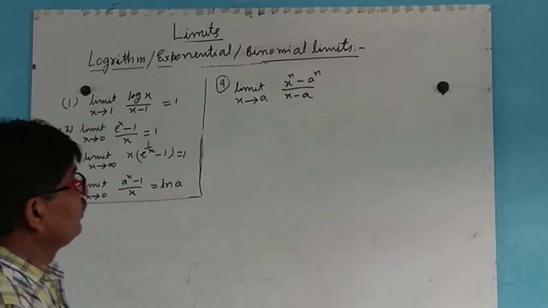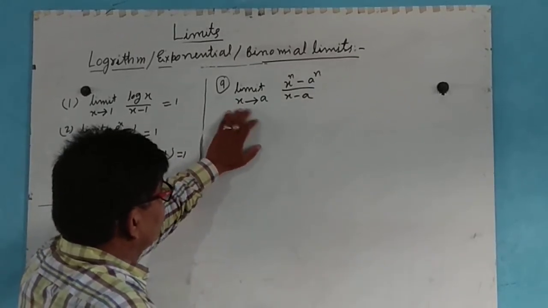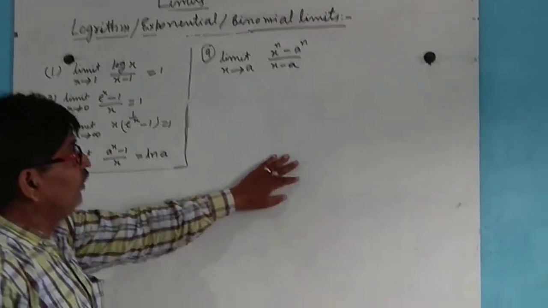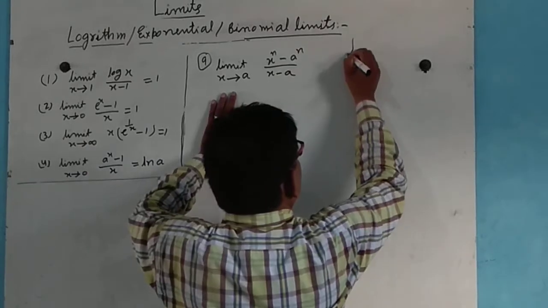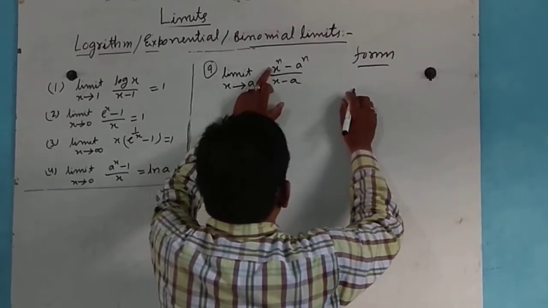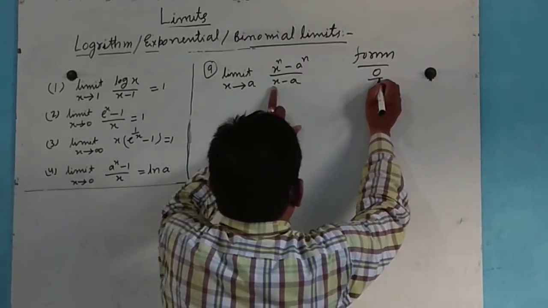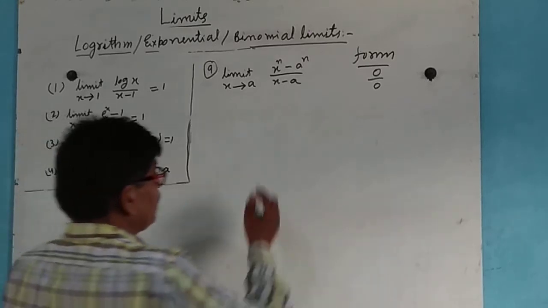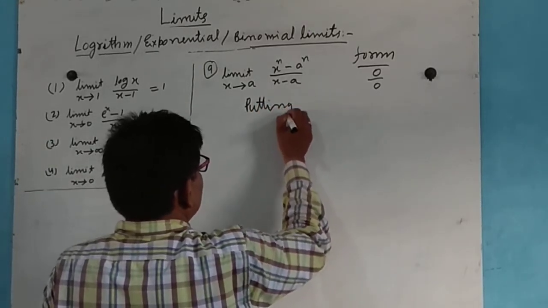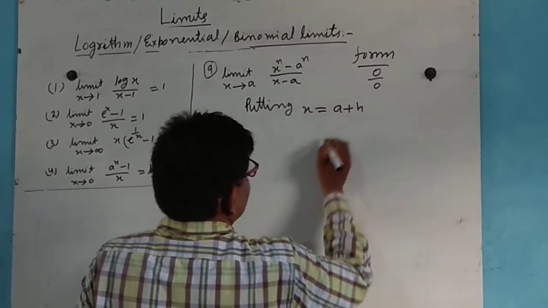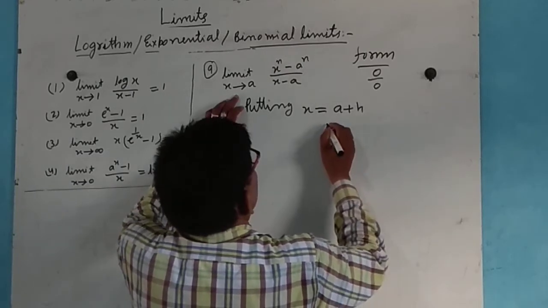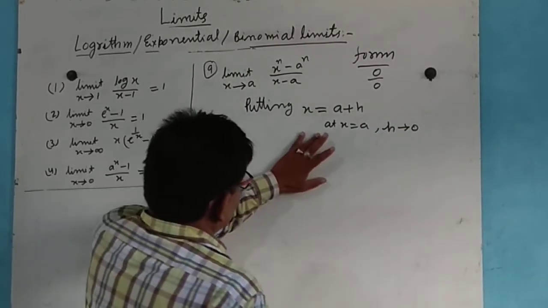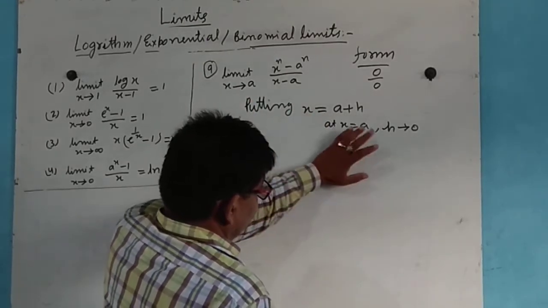Now here is the binomial limit: x tends to a, (x to the power n minus a to the power n) divided by x minus a. Now check the form. Here x equal to a gives a to the power n minus a to the power n, which is 0, and x minus a is equal to 0. Now putting x equal to a plus h, so that at x equal to a, h tends to 0.